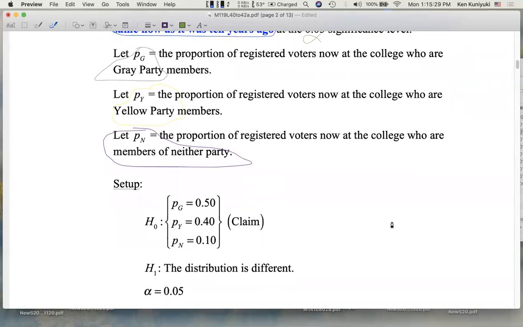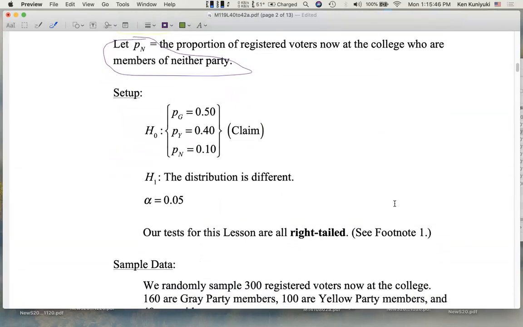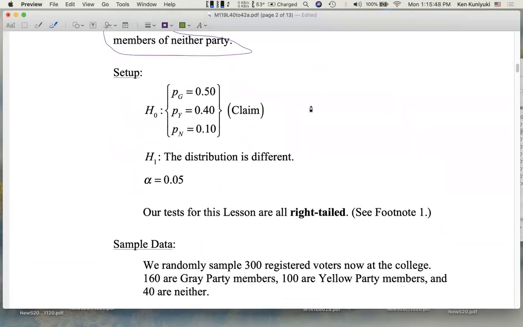Before, in binomial experiments, we had P and Q, and we could focus on P. With more than 2 categories, we really should have notations for all the different probabilities or proportions for all the categories. Okay, setup. See, before we just had P equals 0.5 or something, and that implied what Q was, right? Now we're indicating the hypothesized values for all 3 parameters.